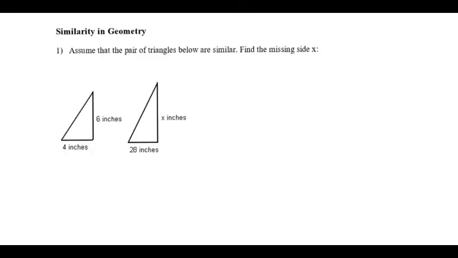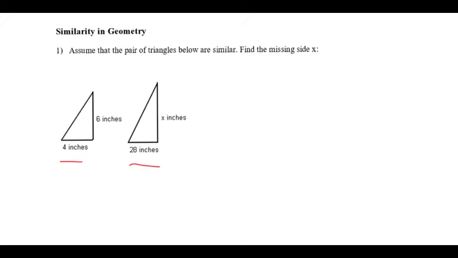Okay, so here we're looking at similarity in geometry, and we're assuming that the pair of triangles below are similar, which means that their angles would all be the same measure and their sides would be in the same proportion to each other. And because of this, and we want to find the missing side, we can use a proportion to help us solve that. So what I'm going to do to set up my proportion is I'm going to take first corresponding sides. So the 4 inches and the 28 inches, they're corresponding sides on the triangle. They're the same sides. They just obviously have different lengths.